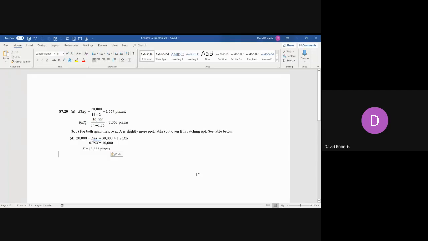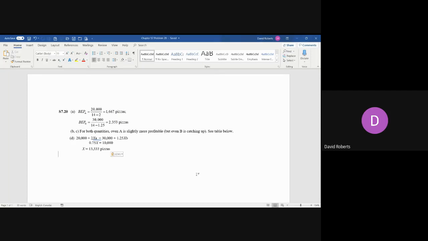Problem number 20. In this particular case, you have a pizza place. They've got two alternatives for ovens, type A and type B. You are given the fixed and the variable costs for each oven. And in part A, you are asked to calculate what is the break-even point for each oven.